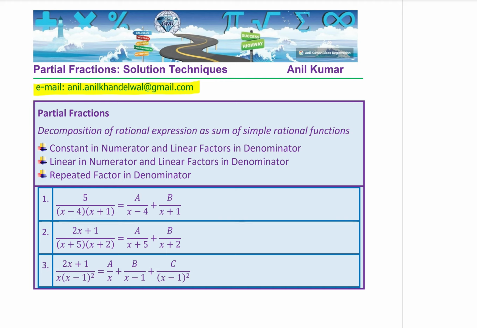Now let's talk about partial fractions. What are they after all? Well, we have rational expressions. These rational expressions can be decomposed and written in a very simplified form, and that is what we call partial fractions. So, in short, decomposition of rational expressions as a sum of simple rational functions is partial fractions.